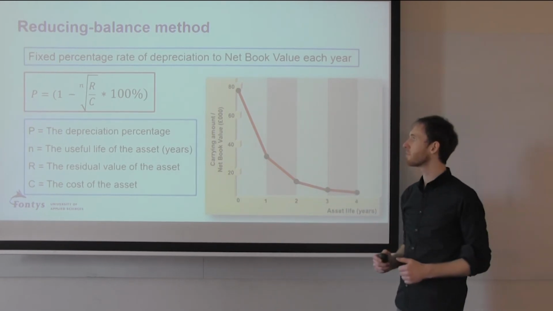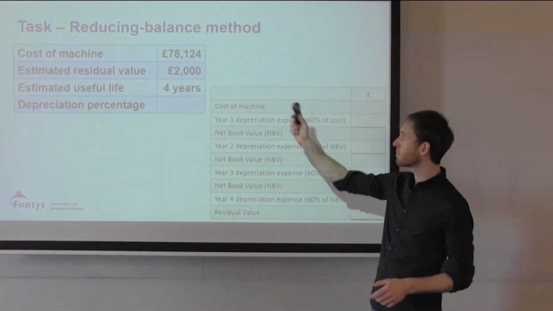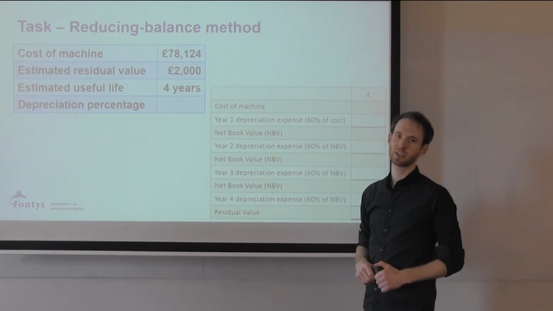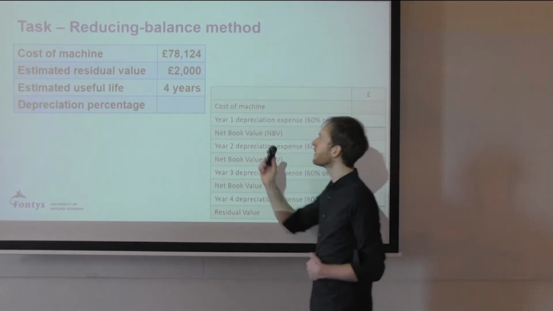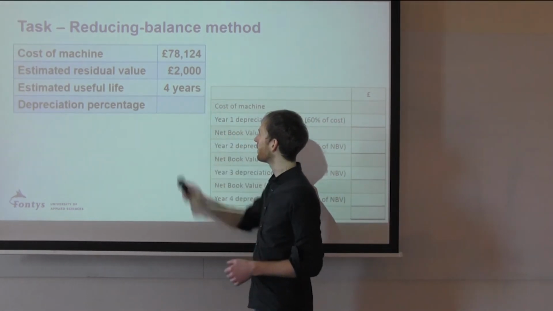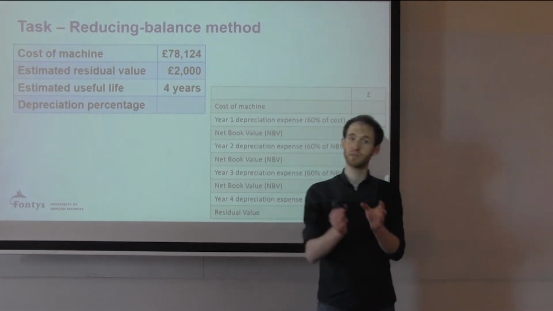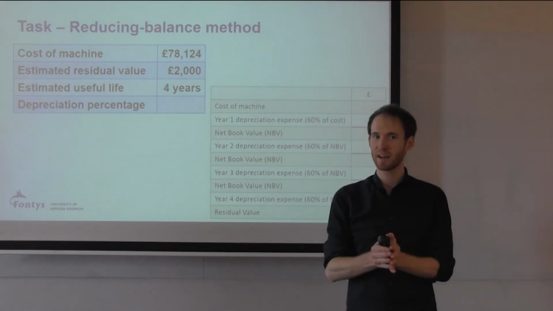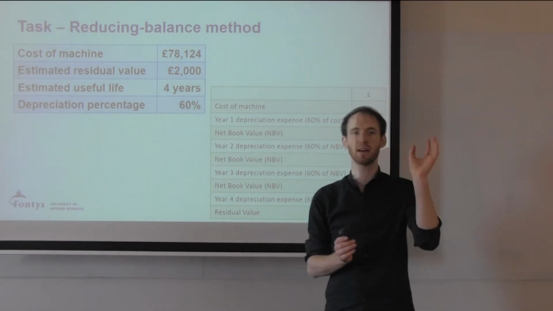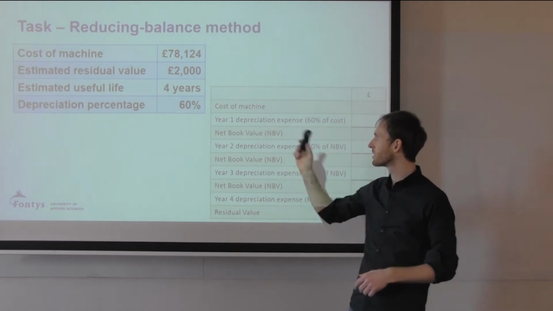Let's take also an example for that. The same example as before. And now the question to you is, what is the depreciation percentage? If we take it into the calculator and add the cost, residual value, and the useful life, just put it into the formula that I showed you on the last slide, we actually get to 60% or 59.99 something. So we round it to 60%.